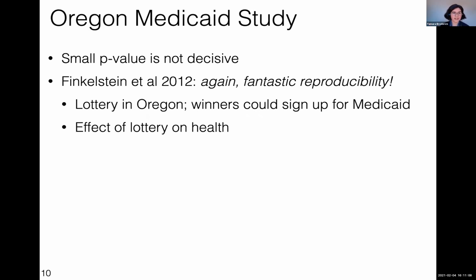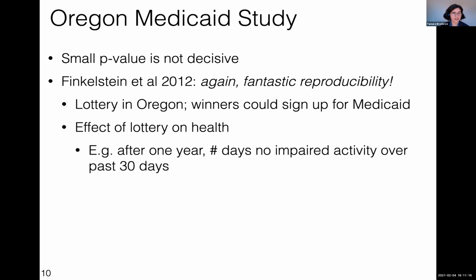There are actually quite a few analyses in this paper, but one of the analyses directly looks at the effect of the lottery on health outcomes. And even then, they look at quite a few different health outcomes. I'm just going to put one right here, although we look at all of them in our paper as well. So one potential health outcome is to say 1 year after people started receiving Medicaid, what was the number of days that they had of no impaired activity over the last 30 days? In this case, there were over 21,000 data points.